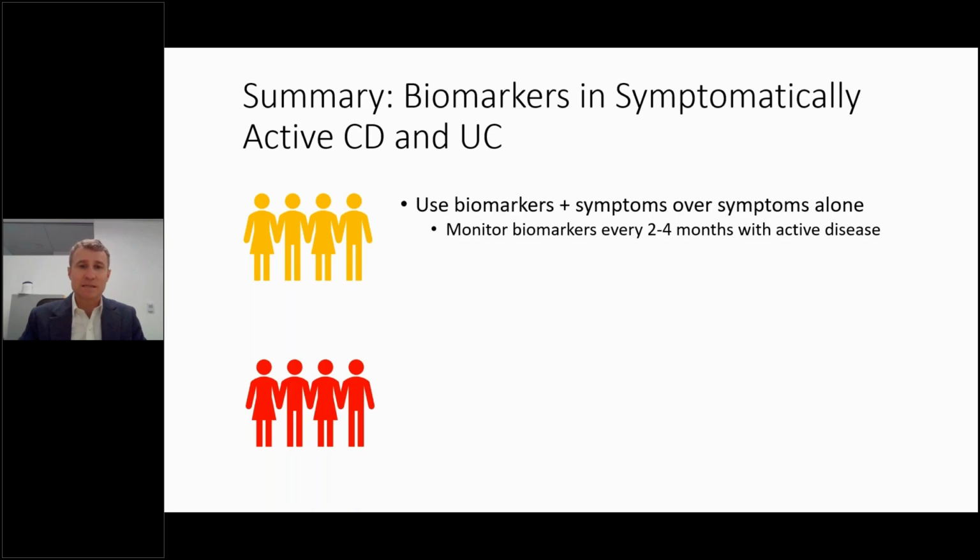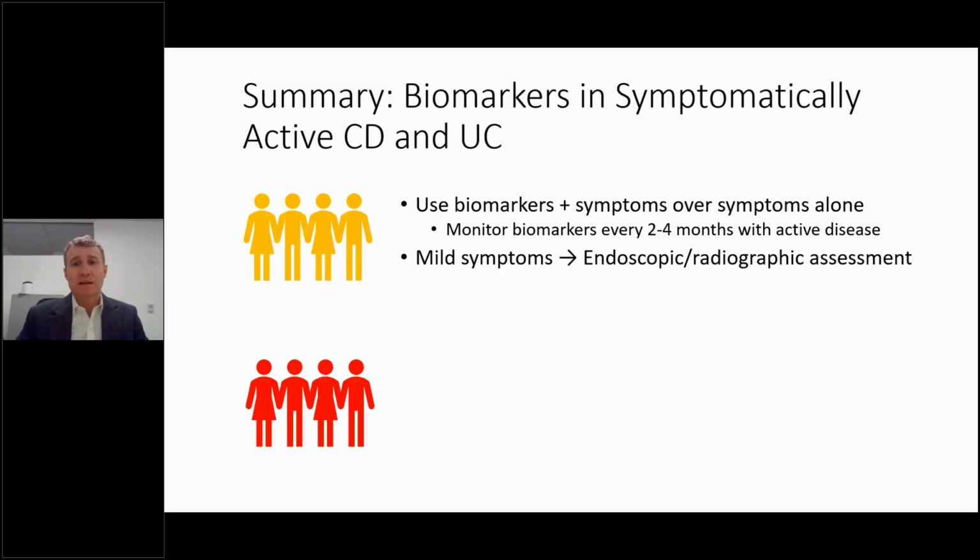For active disease, they recommend a strategy implementing biomarker monitoring about every 2 to 4 months. Individuals with mild symptoms, and we'll talk a little bit more about what mild symptoms mean, should proceed directly to endoscopic and radiographic assessment. This is because if you have an individual with mild symptoms and a low fecal calprotectin, it doesn't necessarily explain why they have mild symptoms, and so confirmation with the gold standard endoscopic or radiographic assessment is warranted.